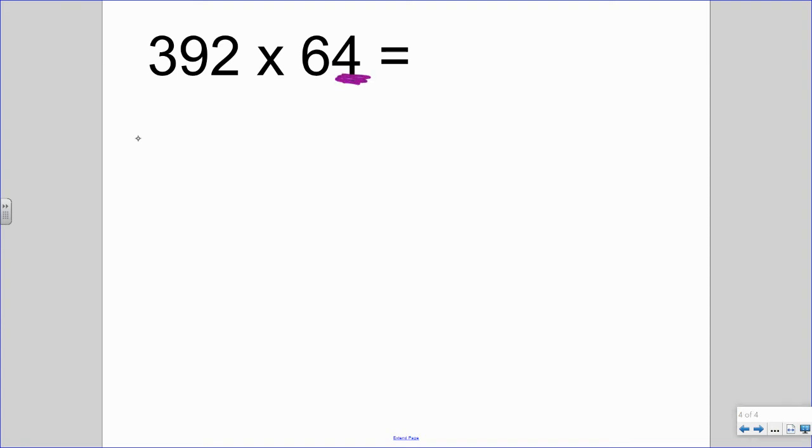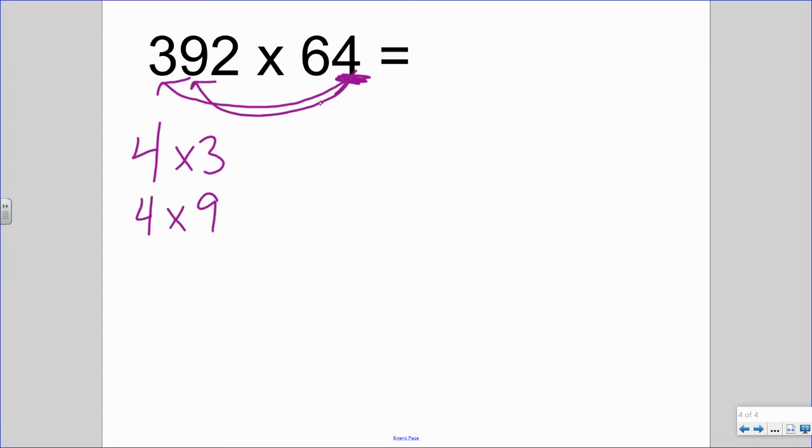Now that I have the 4, which is just worth 4, I need to distribute it to the 3. I need to distribute it to the 9. And I need to distribute it to the 2. But I can't forget place value. That 3 is really worth 300. That 9 is really worth 90. And that 2 is really worth 2.